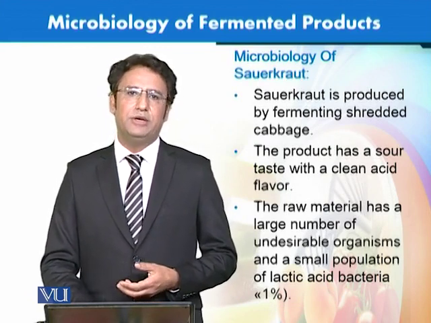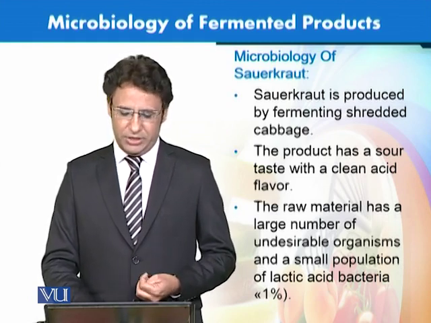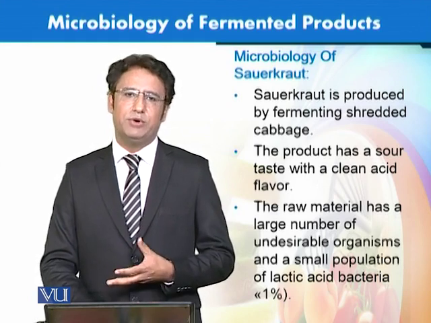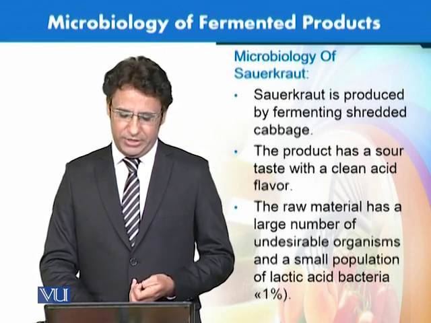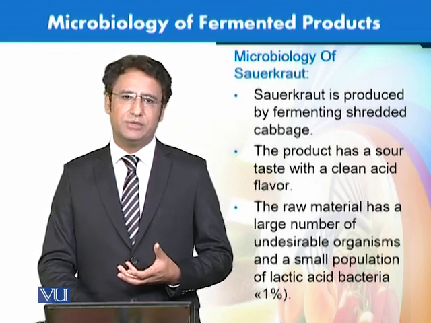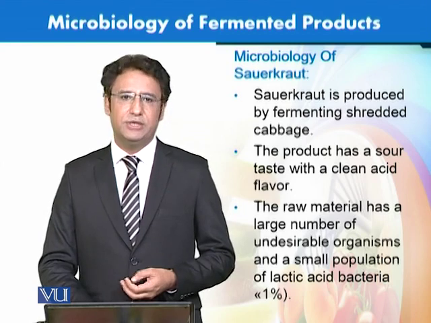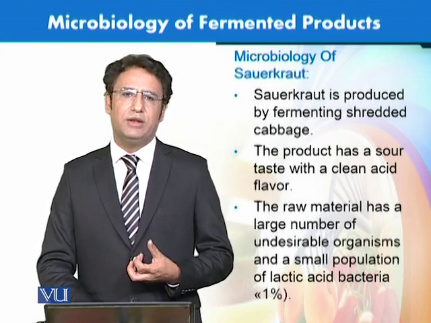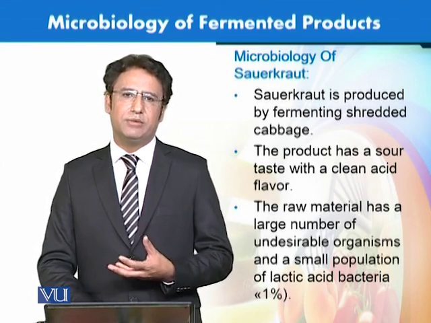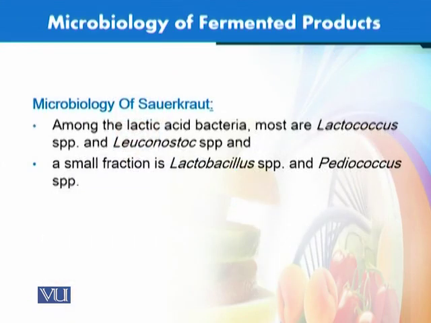Sauerkraut is another cabbage based end product, which is again very popular in many countries. It is produced by fermentation of the shredded cabbage particles. It would produce a sour taste, and the clean acidic taste can be felt when it is consumed. The raw material has a lot of undesirable microorganisms as well, but it must have less than 1% lactic acid concentration of these microorganisms. So if you look at the microbiology of sauerkraut, it would have the lactic acid bacteria.